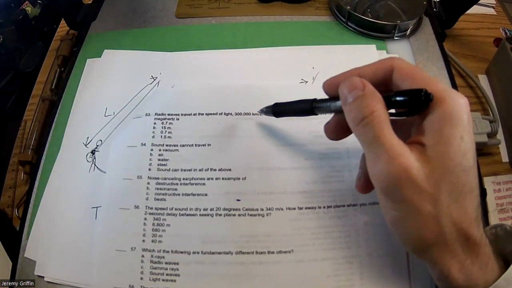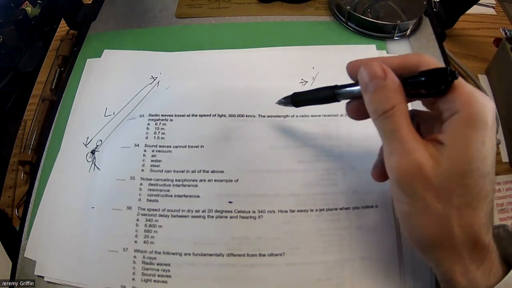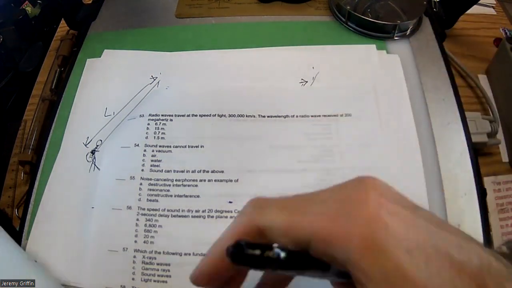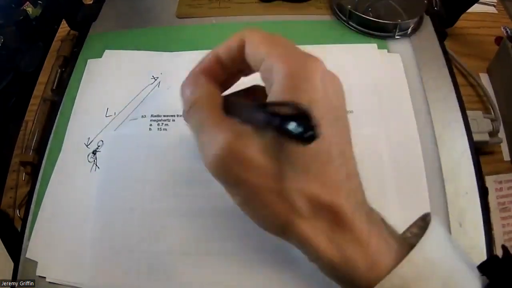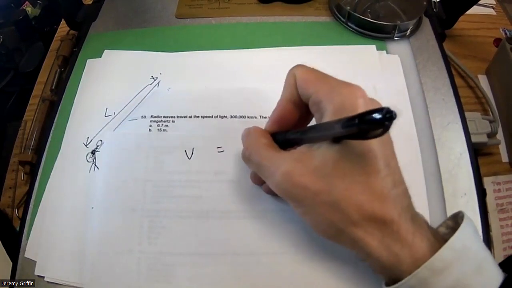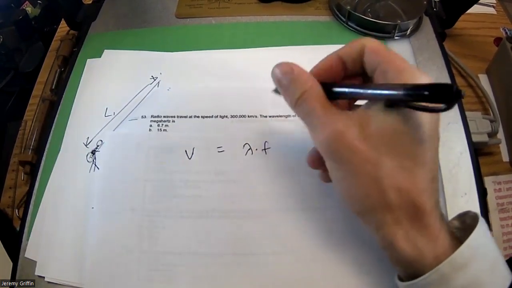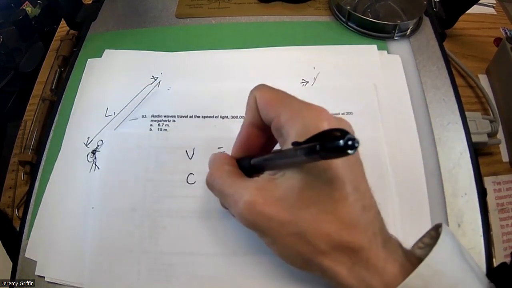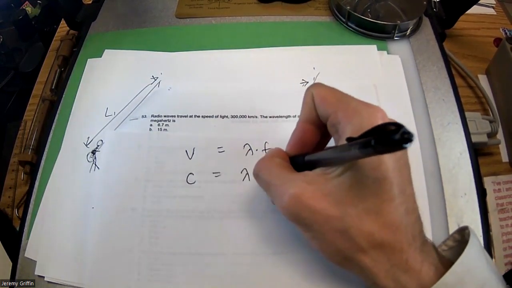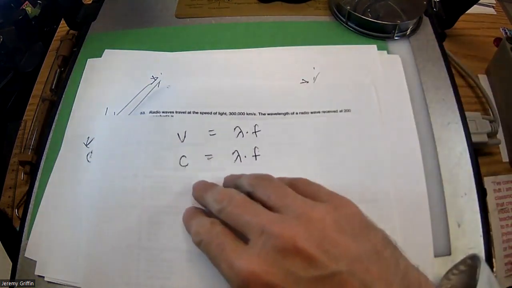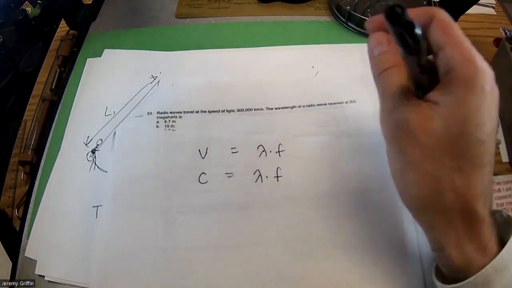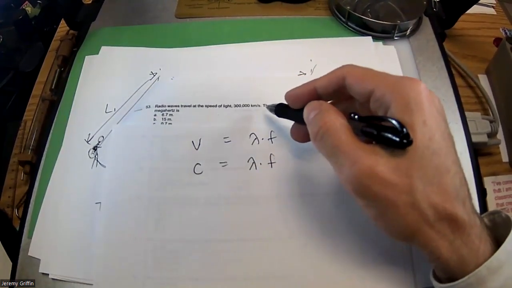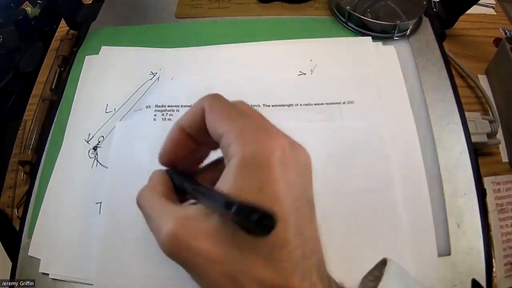Radio waves travel at the speed of light, 300,000 kilometers per second. The wavelength of a radio wave at 200 megahertz is? So we've got speed equals wavelength times frequency, except here we are talking about the speed of light, a special speed, so maybe I'll change this v to a c. It's still the same idea, wavelength times frequency, just for the special speed. Now we have to do a little conversion with the prefixes. 300,000 kilometers per second: how many meters per second is that?